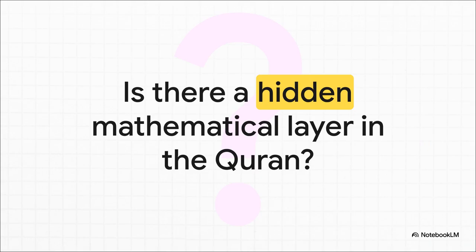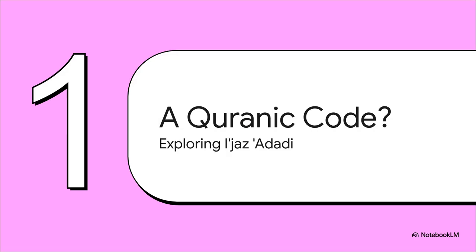So here's the big question we're tackling. Beyond all the spiritual and moral guidance, does the Quran also contain a deliberate, even verifiable, mathematical layer? This is exactly the question a field of study called ijaz adadi is trying to answer. Okay, so first things first, let's get a really clear handle on what this concept, ijaz adadi, actually is. We're going to look at what it means and the specific method the book proposes for uncovering these patterns.